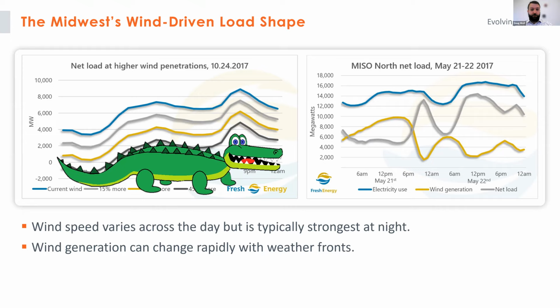So the graph on the right shows that MISO North region on a day in 2017. You can see the blue line here is the total load. The wind generation is in yellow. And the gray is net load. So that's the difference between the blue and the yellow lines.